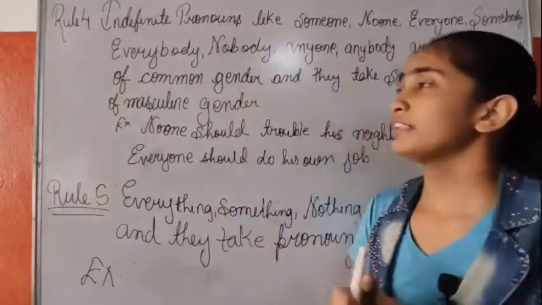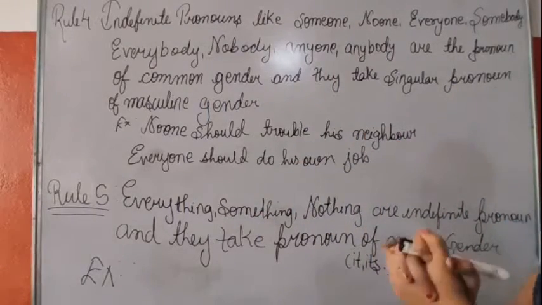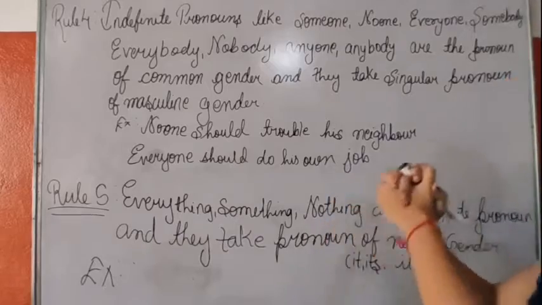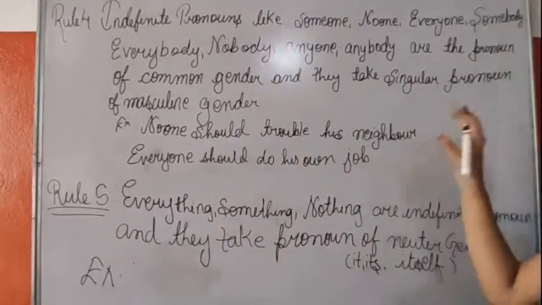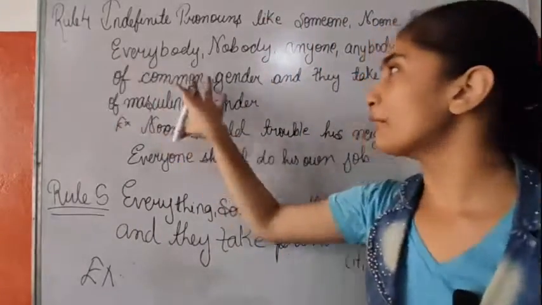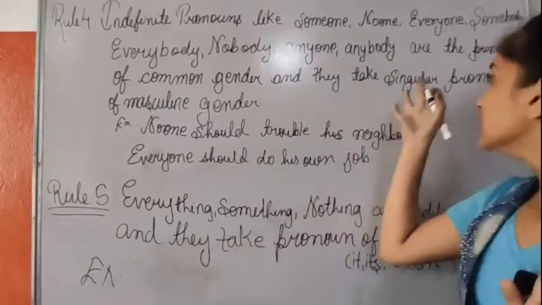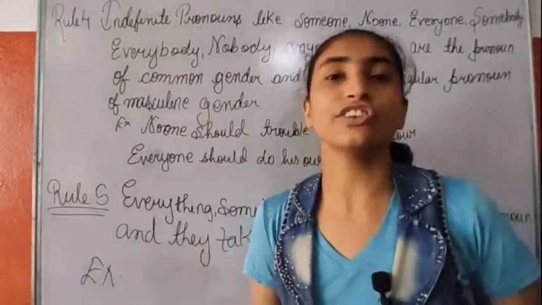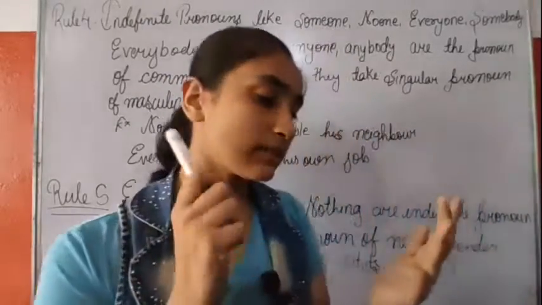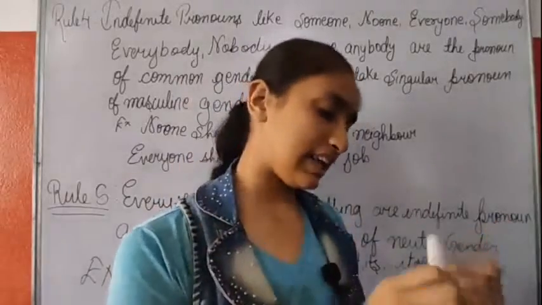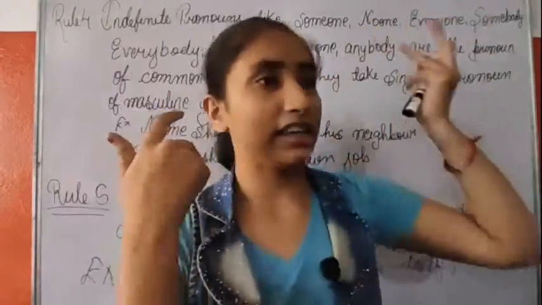Now, if we talk about our fourth rule, then indefinite pronouns like everyone, no one, someone, somebody, everybody, nobody, anyone, anybody are pronouns of common gender, and they always take a singular pronoun of masculine gender. Again, I have to repeat that indefinite pronouns such as somebody, nobody, anybody, anyone, everyone, someone.